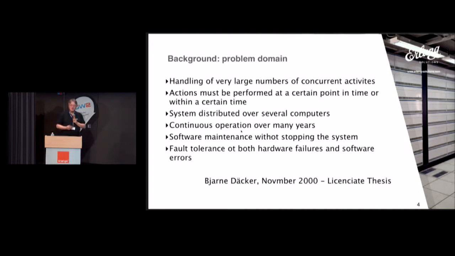We had a lot of concurrency going on in the system. We had timing constraints. The system could never block. We needed distribution, continuous operation and maintenance, and fault tolerance in the system. And if you look at that, there's nothing about telecoms in this. This is actually quite important for later on as well.